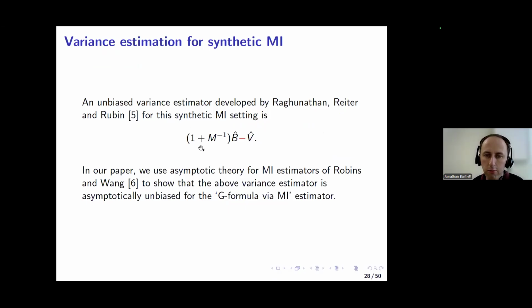showed that you could modify Rubin's original variance formula in a very simple way, which is to switch the previous expression's plus to a minus. So rather than the between imputation variance being added to the within imputation variance V, we do the between minus the within. So they looked at that in the context of synthetic MI, and in our paper we used some of the theory that Robins and Wang developed at the end of the 1990s for the frequentist properties of multiple imputation and Rubin's original variance estimator to show that this variance estimator is asymptotically unbiased for the G formula via MI approach that I've described earlier.